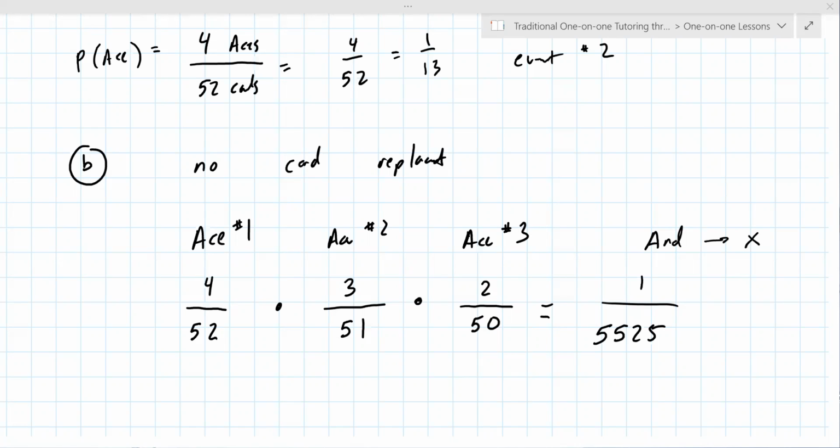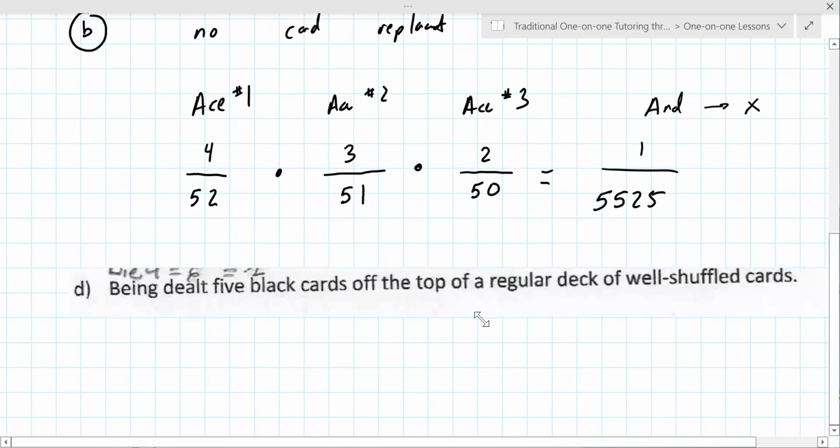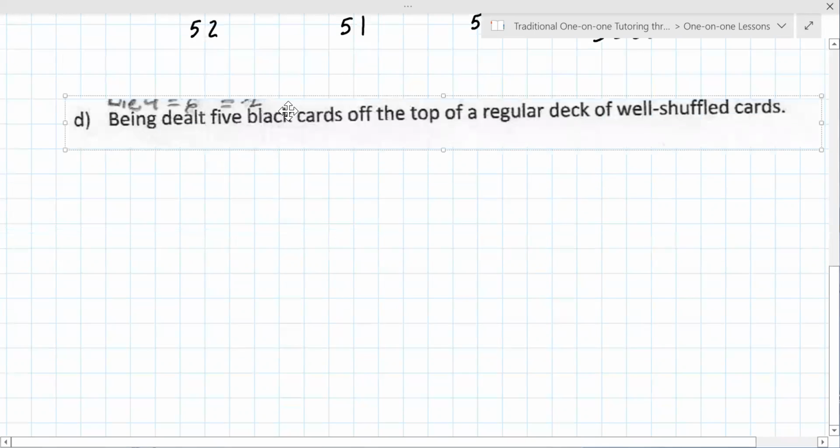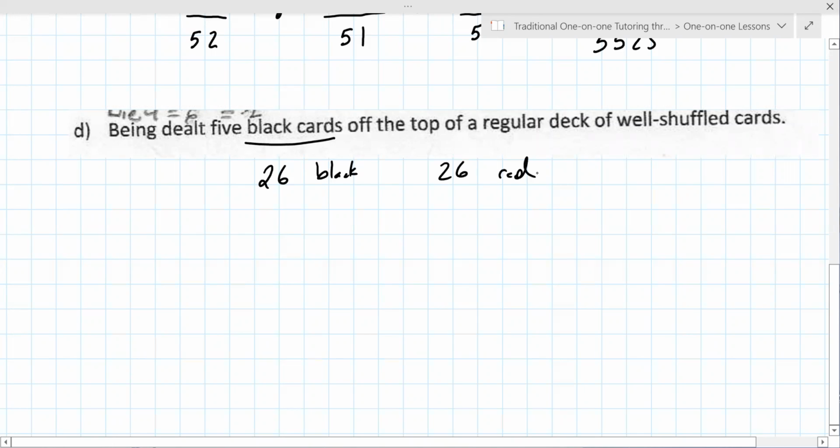So D is dealt 5 black cards off the top of a deck. If you haven't gone out to Wikipedia or the internet to find what a deck of cards looks like, I would recommend doing that so you're familiar with all the things that might be in a deck of cards. There are 26 black and 26 red cards in a deck. So you assume 5 successful events. The first black card is 26 out of 52. Then because you've drawn one, there's only 25 black cards left out of 51, times 24 black cards left out of 50, and so on.